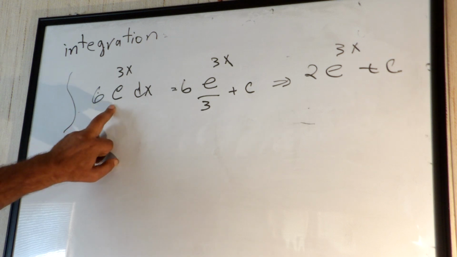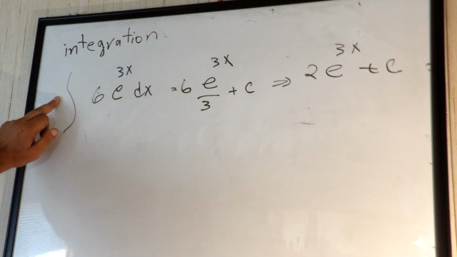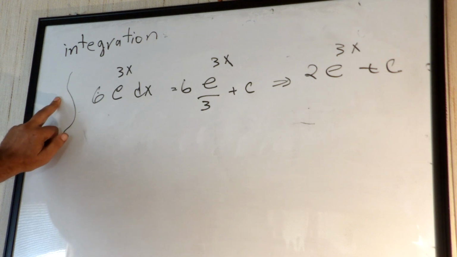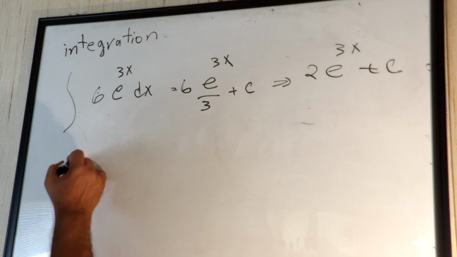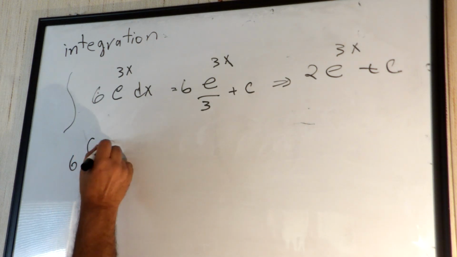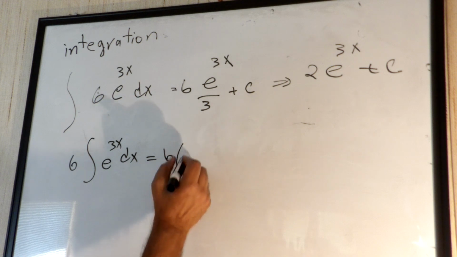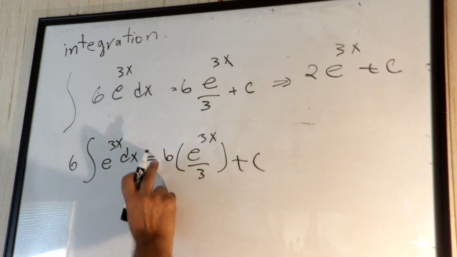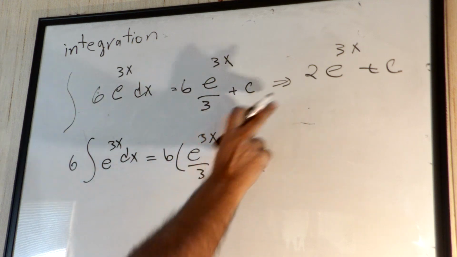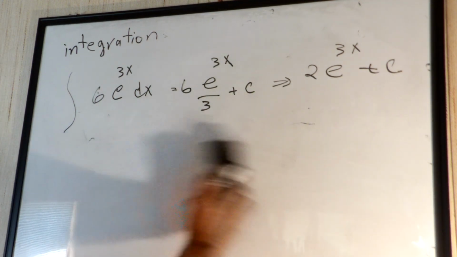So when you have something like this, the constant can go in front of the integration, and then you do the integration itself. You can see, e to the power of 3x dx, and then 6 times 1 over 3 plus c. Then we divide, 6 over 3 is going to be 2.